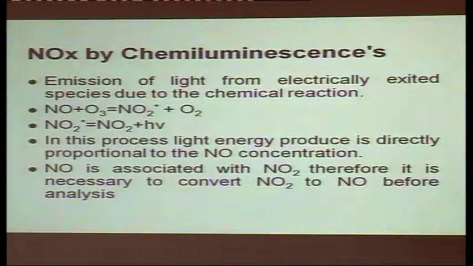Next. This is the chemiluminescence method. It is the emission of light from electronically excited species due to a chemical reaction. NO reacts with ozone and gives the excited state of NO2. And when NO2 reverts, it gives off light energy in the process, which is directly proportional to the NO concentration. NO is associated with NO2, therefore it is necessary to convert NO2 to NO.